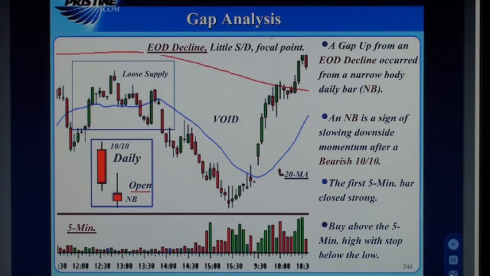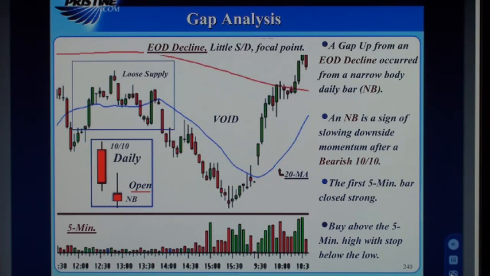This daily pattern shows us that momentum was slowing. Notice the narrow body. Prices had gapped up from there. Now as we look at what happened intraday, there was an end of day decline, and there's an area of overhead loose supply. We define loose supply as pivot highs and lows. Loose supply is going to offer a smaller area or a lesser area of resistance to the left versus a tight area of supply, which is defined by overlapping candle bodies. As prices gapped up from that end of day decline, that first 5-minute bar closed right at its high, giving us a signal to buy above that bar's high, looking for prices to move higher.